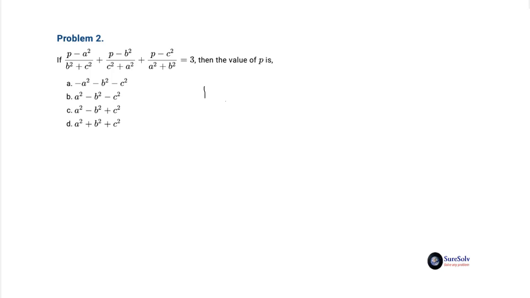The equation is changed to p minus a square by b square plus c square minus 1 plus p minus b square by c square plus a square minus 1 plus p minus c square by a square plus b square minus 1 equal to, this time it is 0, first time itself. Now it is very easy to see the solution at this point itself.